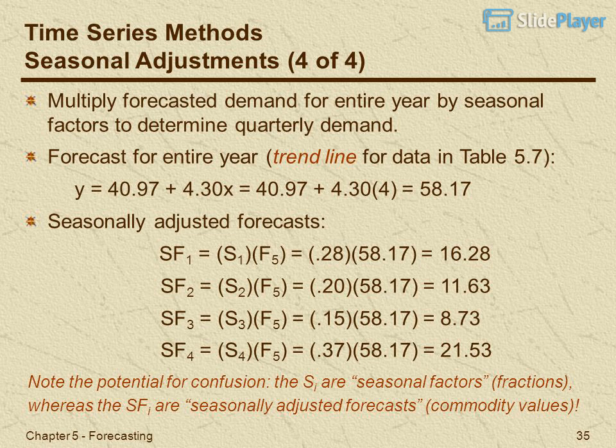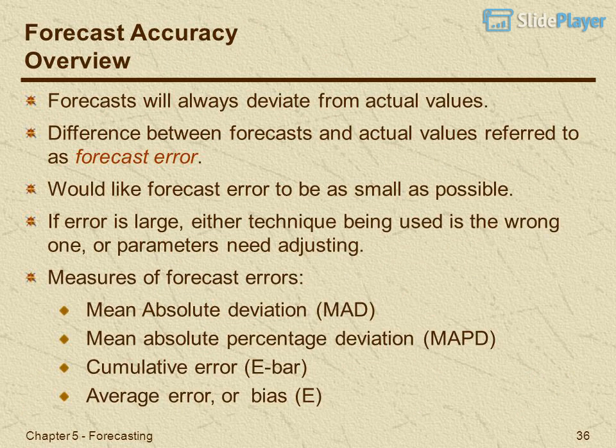Chapter 5, Forecasting. Forecast Accuracy Overview. Forecasts will always deviate from actual values. The difference between forecasts and actual values is referred to as forecast error. We would like forecast error to be as small as possible. If error is large, either the technique being used is the wrong one, or the parameters need adjusting. Measures of forecast errors: mean absolute deviation, MAD; mean absolute percentage deviation, MAPD; cumulative error, E; average error, or bias, E-bar.